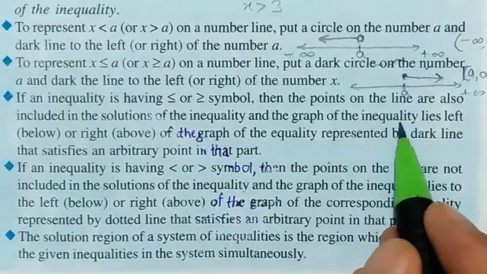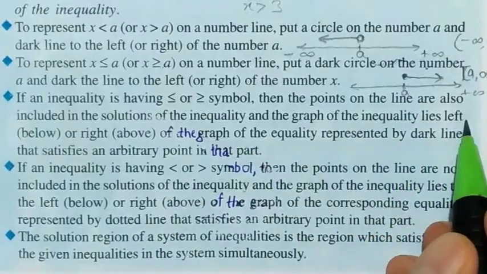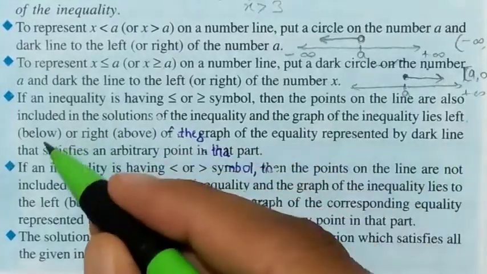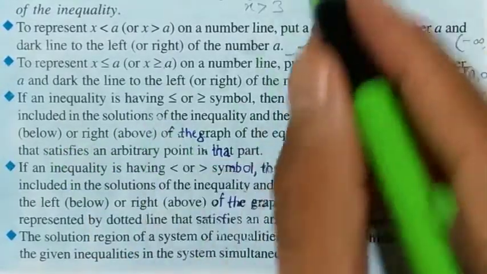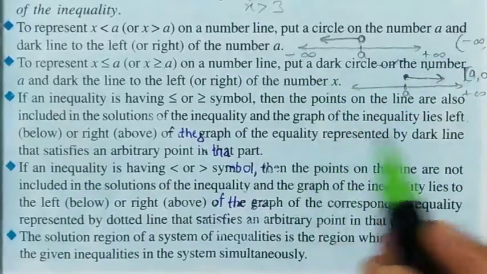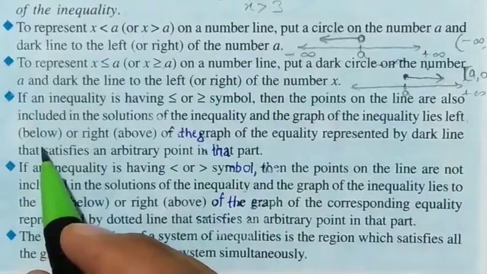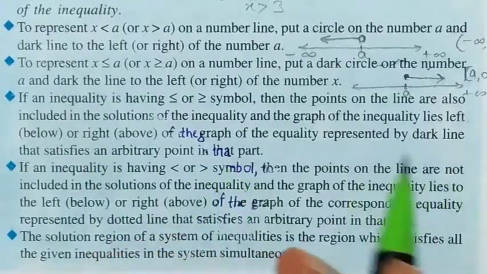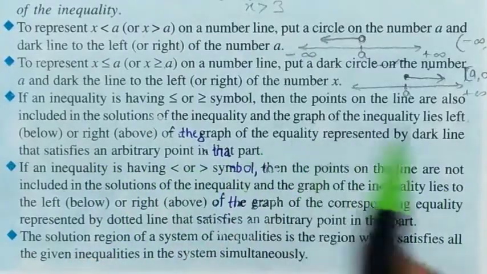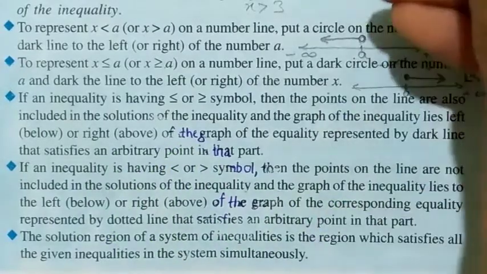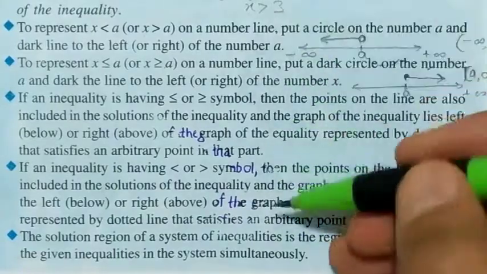And the graph of the inequality lies to the left when it is x less than 5, meaning the left side. And if it is y less than 5, it's below. This is the x axis, this is the y axis, so for the y axis we put downward. So the graph lies left or below in case of y, or right: if it is x greater than 3, meaning after 3, so right, or y greater than 3, meaning after 3 on the y axis, so upward.